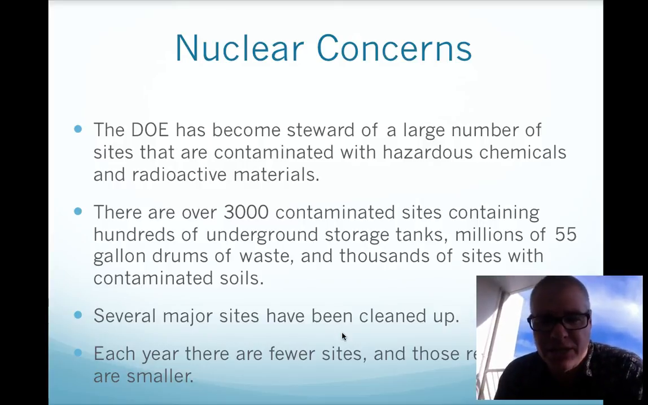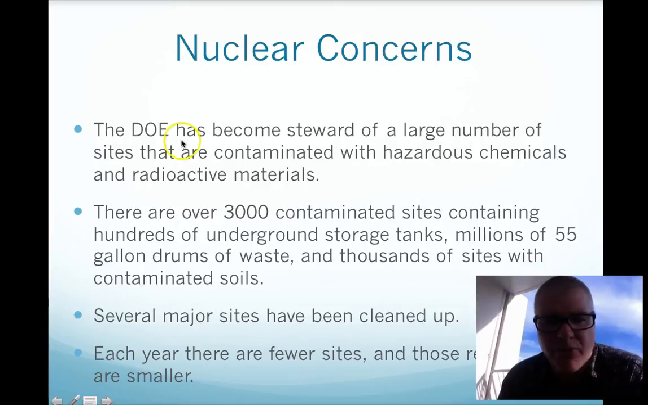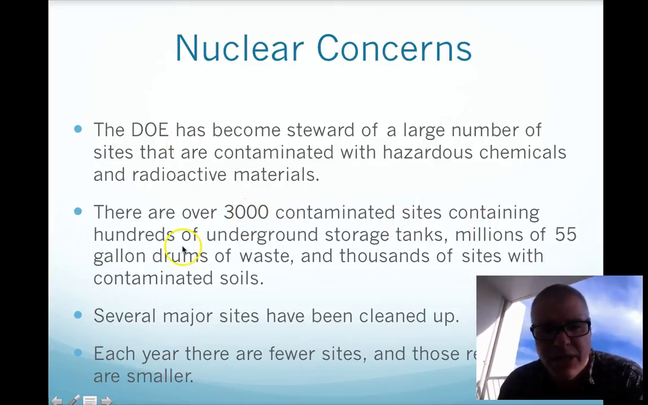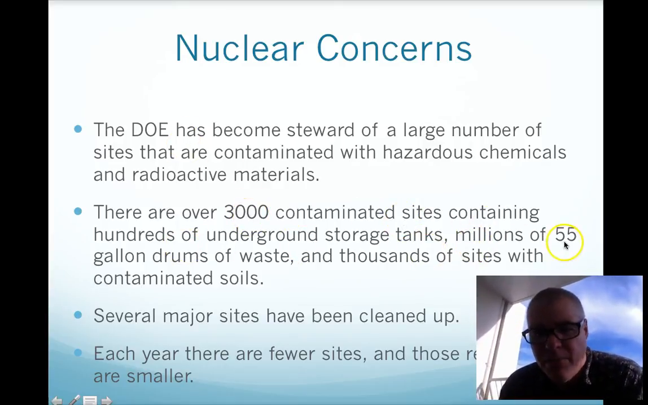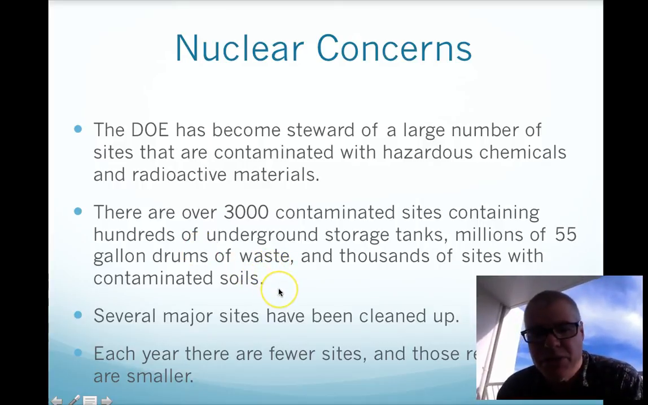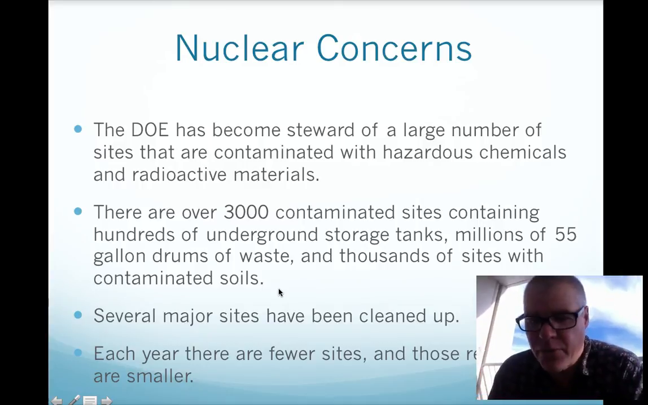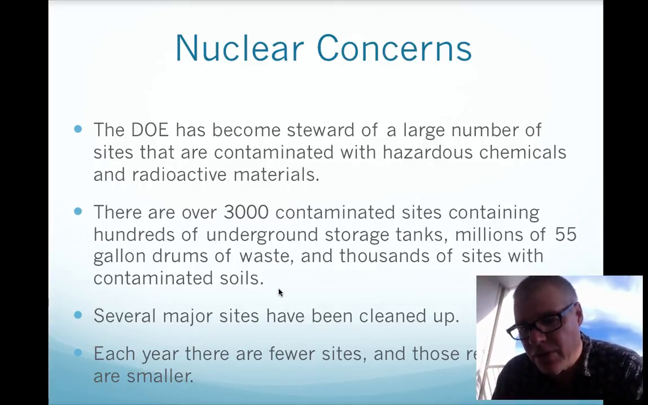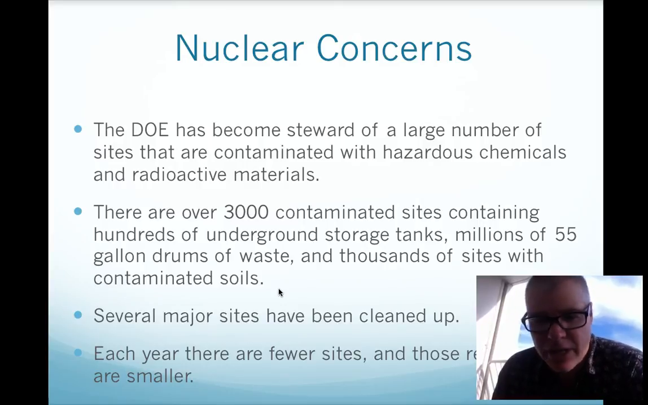So this just gets into how many radiation problems there are in the United States. There are over 3,000 contaminated sites containing hundreds of underground storage tanks, millions of 55-gallon drums of nuclear waste, thousands of sites of contaminated soil, places like Hanford Reach in Washington State, Savannah River in South Carolina. These places are phenomenally contaminated.